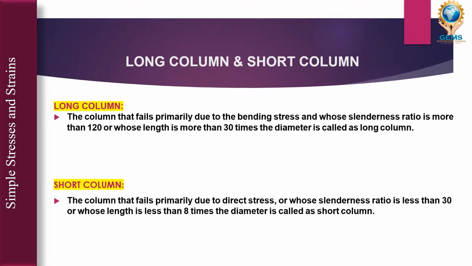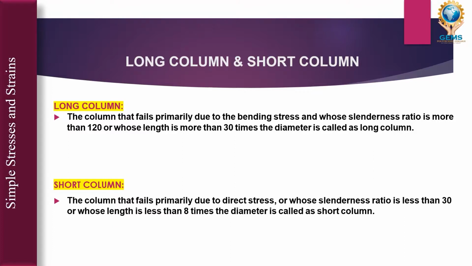The column that fails primarily due to the bending stress and whose slenderness ratio is more than 120, or whose length is more than 30 times the diameter, is called a long column. Understand? Then what is short column? The column that fails primarily due to the direct stress, or whose slenderness ratio is less than 30, or whose length is less than 8 times the diameter, is known as short column.